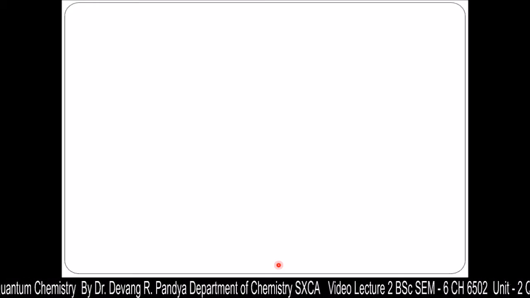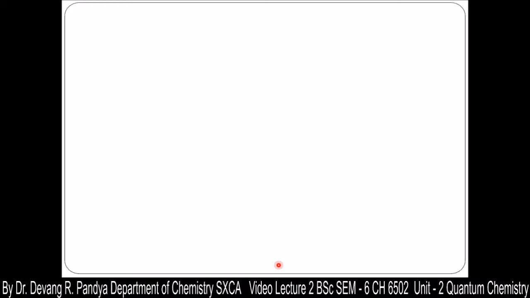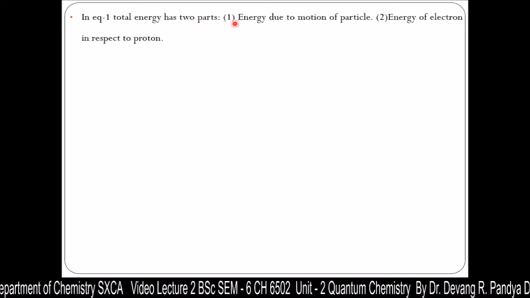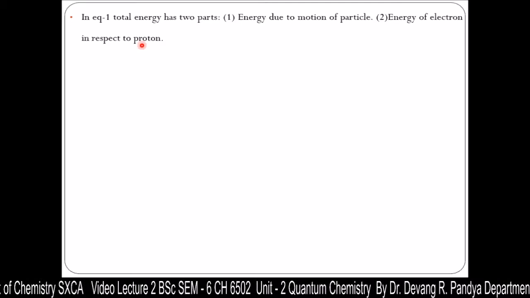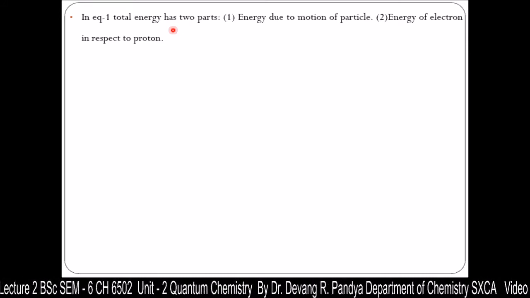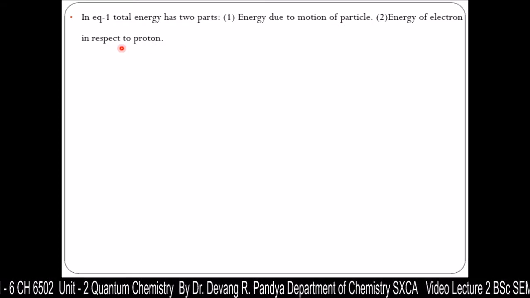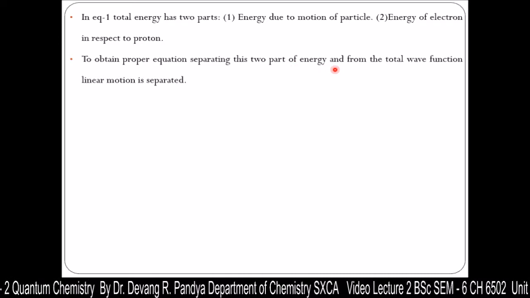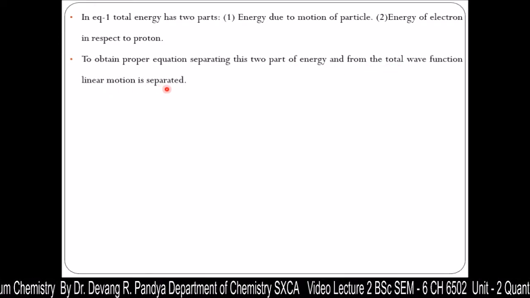So now that Schrodinger equation can be represented as, and we need to represent the r, theta and phi based equation. So in this equation, the total energy has two parts: energy due to motion of the particle and energy of the electron with respect to the proton. So two types of energy remain associated with the particle confined in the hydrogen atom in the 1s orbital. To obtain a proper equation, separating these two parts of energy from the total wave function, linear motion is separated out.